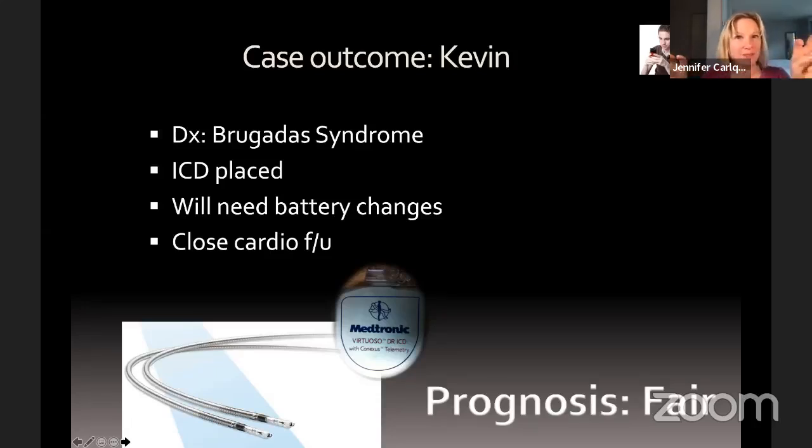It's a zebra. We look for zebras, but it's real, because if you see this and you miss it and you discharge them and they have a cardiac arrest, and you were the last person that saw them, it's on you, right? And that's never a good position.